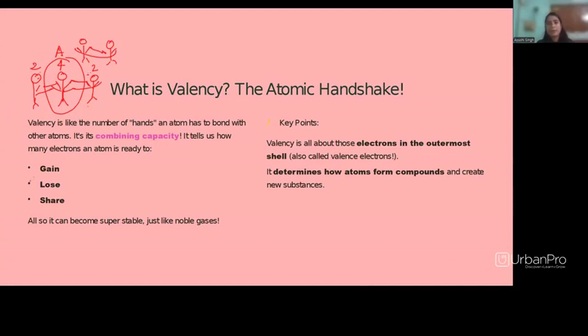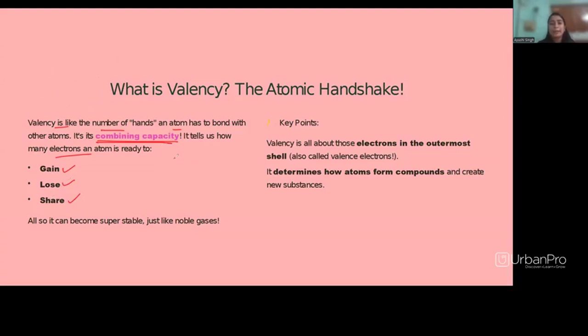So what exactly valency is now? Now you will be able to understand this. So valency is like the number of hands an atom has to bond with the other atom. It's combining capacity basically. It tells how many electrons or atoms are ready to gain, lose or share. For example, oxygen is there. So the valency of oxygen, I'll tell you directly, it's 2. So it can give or share or lose 2 electrons.